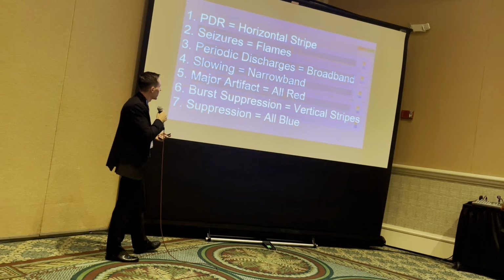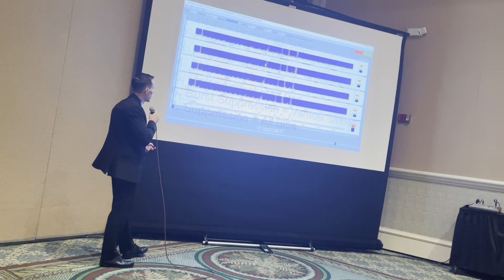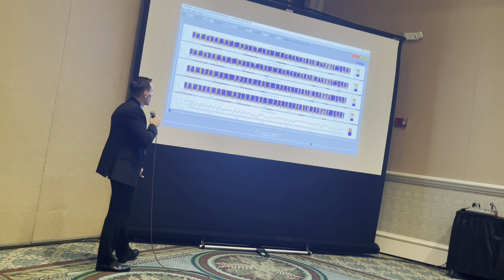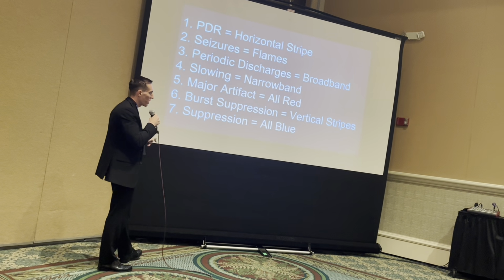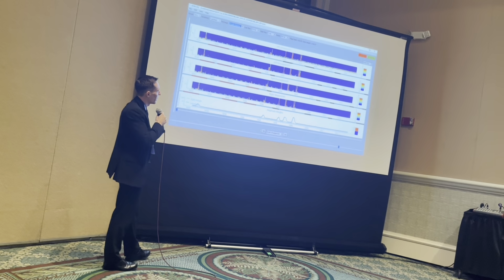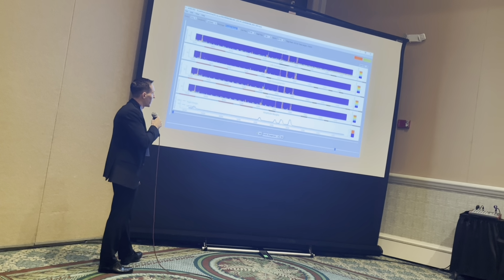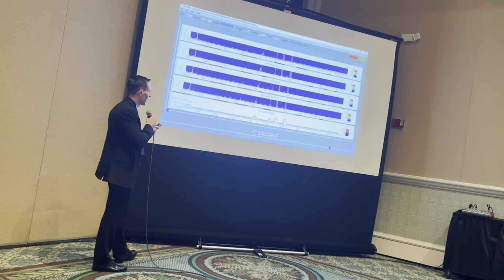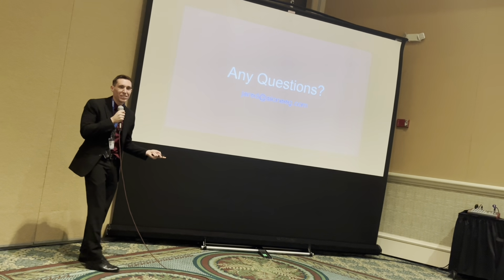What else do we have? We got burst suppression, which is shown with vertical stripes. And we finally have complete suppression, cerebral inactivity, which is going to be represented by all blue, nothing going on, besides a little bit of artifact. And that, my friends, is my talk on quantitative EEG.